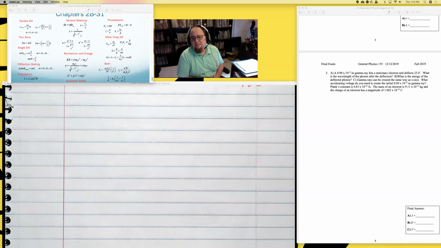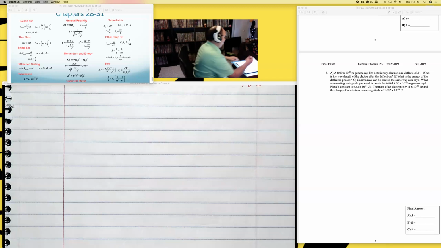So this one says a gamma ray hits a stationary electron and deflects it. Okay, we have a gamma ray, which is a type of light, hitting an electron. That's the photoelectric effect. No, sorry, that's a lie. That is not the photoelectric effect. That's Compton scattering. Compton scattering is the idea of a photon hitting an electron and bouncing. So a gamma ray, which is a piece of light, a photon, hits an electron, that is Compton scattering.